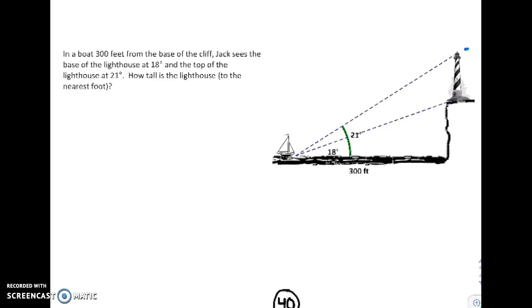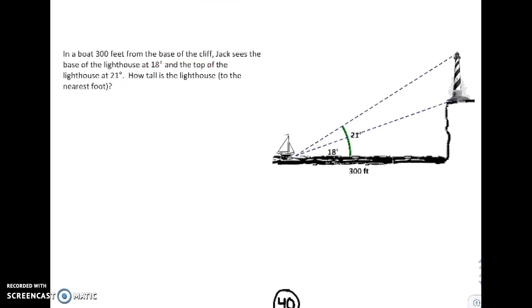Not that it will be super hard, but it might be. So I want to go over two of the more rigorous types of trig problems that might show up for 4 or 6 points. Probably more likely 4. This one's not too bad. This is what we call double trig, where you have to do 2 of them and subtract. So it wants you to find in this problem how tall the lighthouse is.